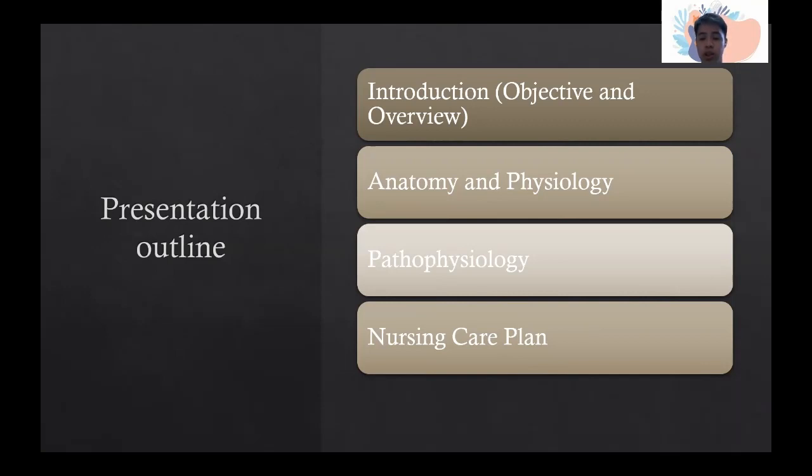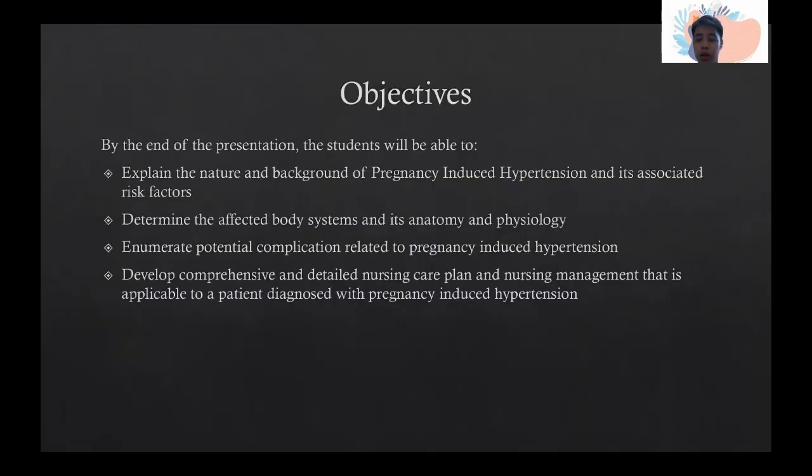Then we would continue with the anatomy and physiology of PIH. Next is the pathophysiology. Next is our NCP or our nursing care plan. So let's start with our objective with our presentation. Again, our presentation is PIH or pregnancy-induced hypertension. So let's start with our objectives.